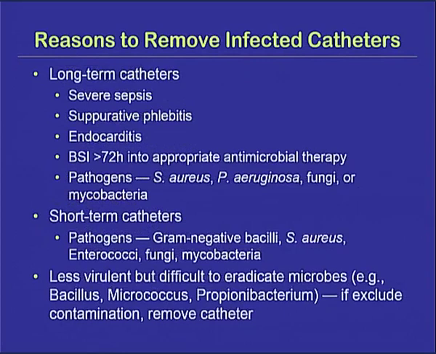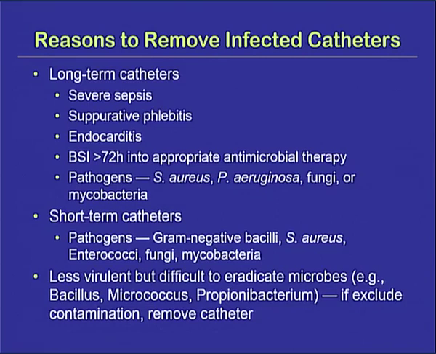So long-term catheters, and it's always a discussion with the nephrologists and with the oncologists about removing their long-term catheters. These are the indications in general guidelines: severe sepsis, suppurative phlebitis, endocarditis. Any bloodstream infection where the cultures are positive for more than 72 hours into antimicrobial therapy, particularly for Staph aureus, there is really a linear relationship between the longer the blood cultures are positive and the worse the patient does. So whether removing the catheter aborts that worse relation or not hasn't been studied as well, but that's the one thing you can do. And then specific pathogens tend to be harder to treat.